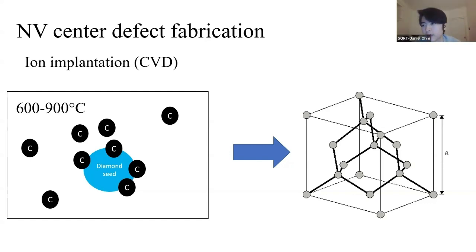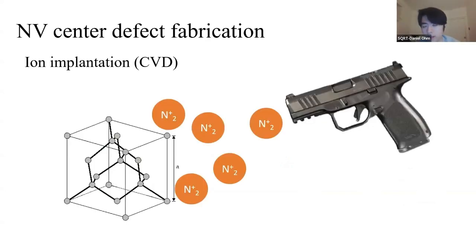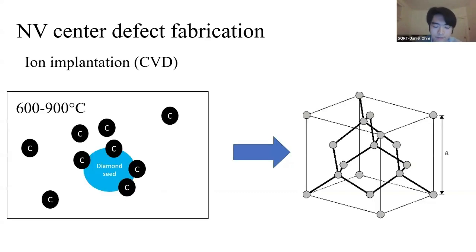So we basically grow diamonds starting from a small seed by letting carbon gas latch onto it. And so ion implantation actually implants these defects by a gun, basically, an ion gun. So this is a placeholder because I couldn't find a photo of an ion implantation device. Well, basically, we're taking ionized nitrogen gas and we're implanting them during this growth process.